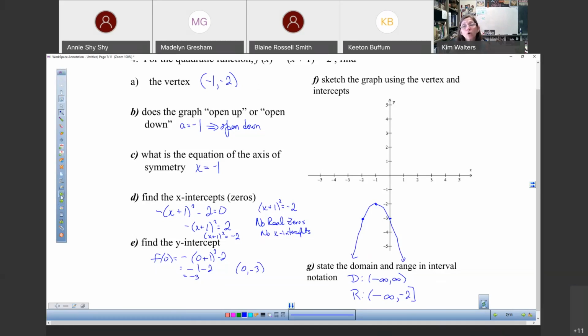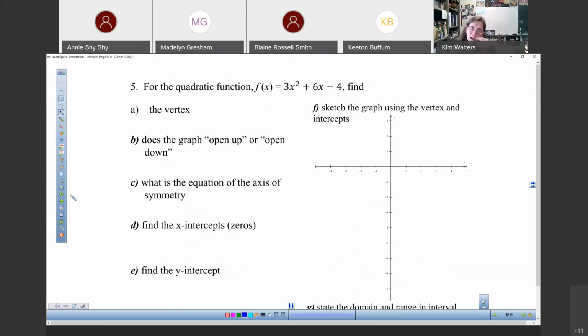Anyway, like I said, it's a great review of what we talked about. So we've already talked about so many of these things. So this one is in a different form. This is in that general form. And so it's not quite so easy, but some people like it better because it's literally a formula for finding the vertex. So to find the vertex, h is going to be equal to negative b over 2a.